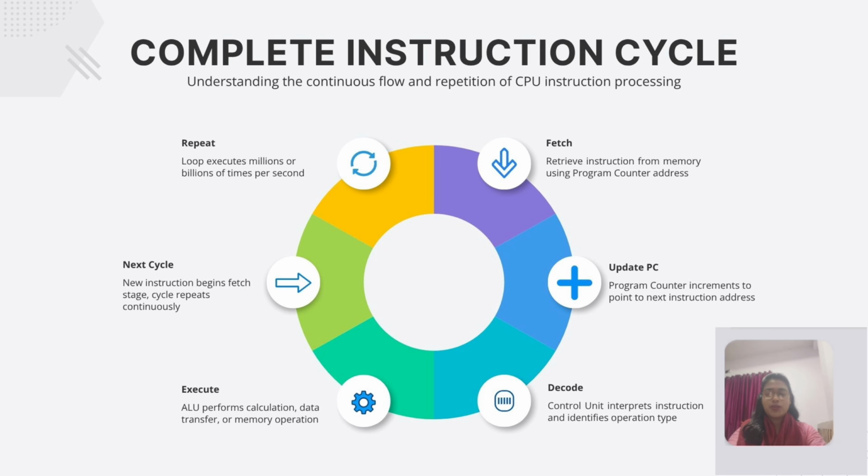First of all, when we combine these stages, we get the complete instruction cycle. First, the CPU fetches the instruction from memory. Then it decodes the instruction to understand what action is required. Finally, we execute the instruction. After that, the program counter is updated and the CPU begins again with the next instruction. And the loop continues millions or billions of times every second.